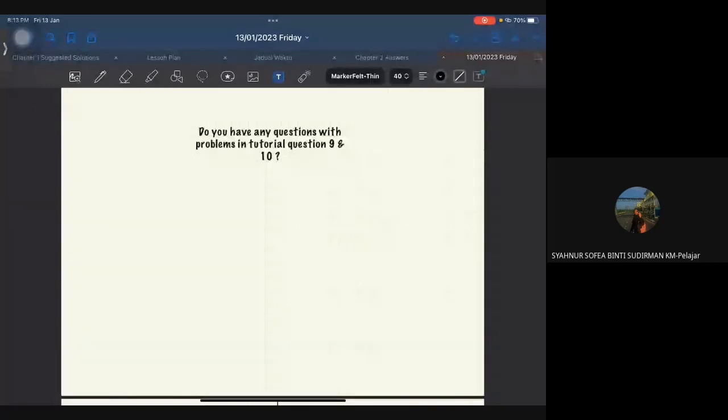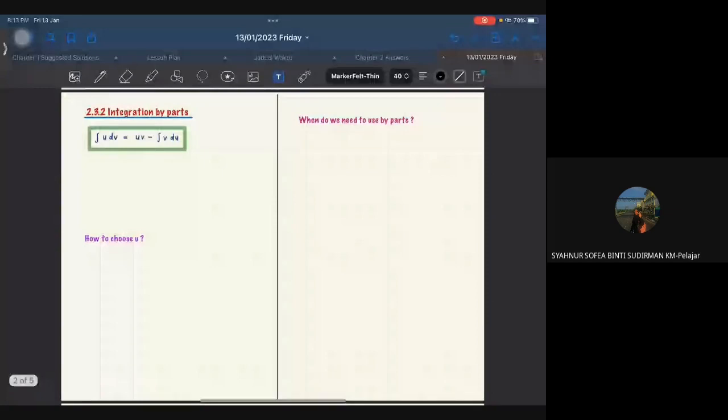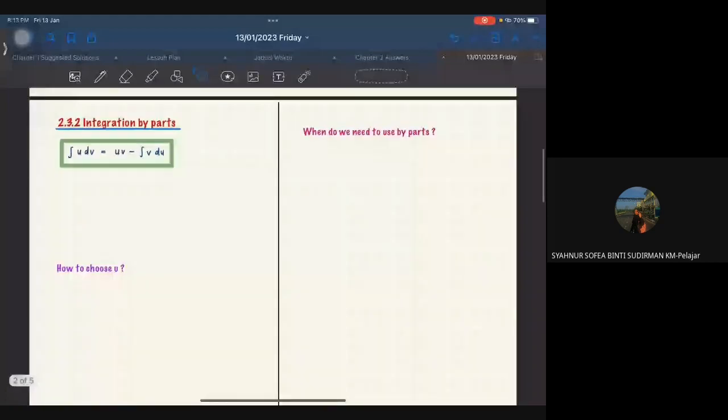Okay, so jom. Saya recap dulu sikit. Just a little bit of recapping. 2.3.2, kita belajar integration by parts. Okay, so this is the formula yang awak belajar. This is the formula that you are using in solving integration by parts, right?